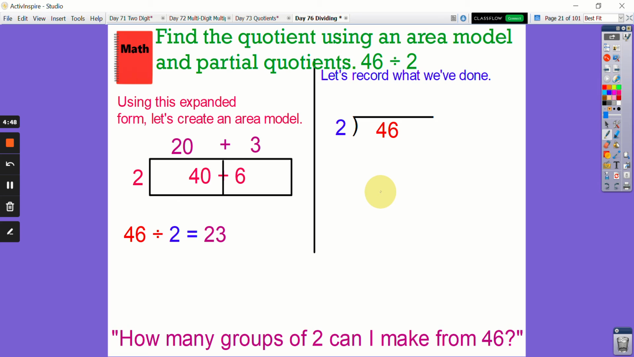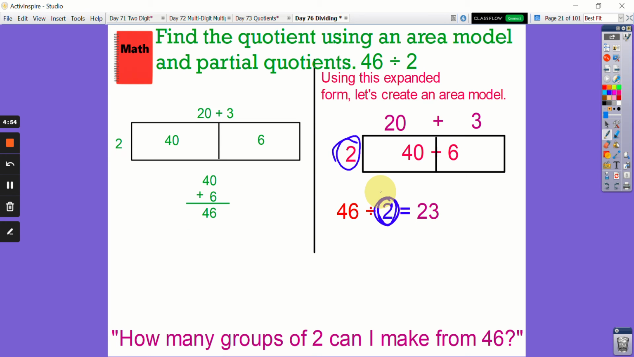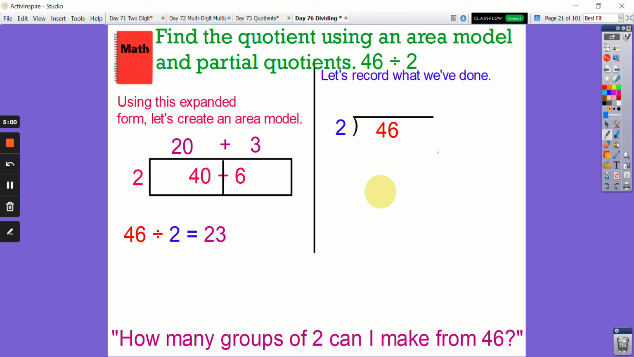Okay. So using the expanded form, here we go. We're going to record what we've done. So we have this area model here that we put. And now we're going to look at partial quotient. So if you want to mark this in your notes, we can write an area model on one side. And then here, this is going to be partial quotients.